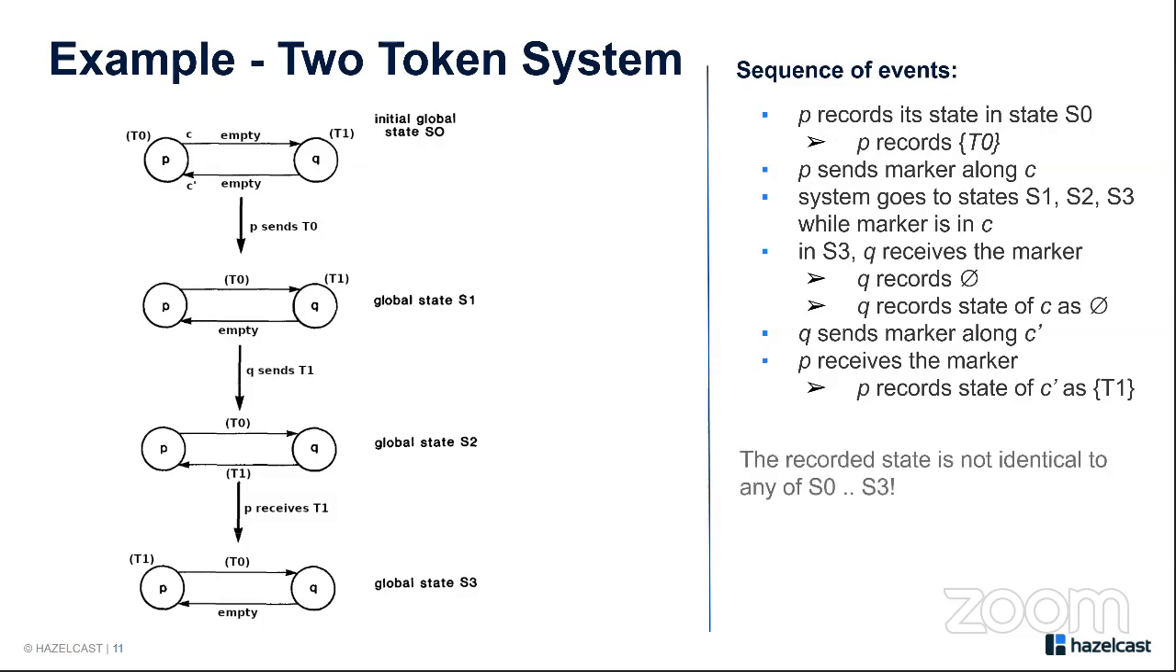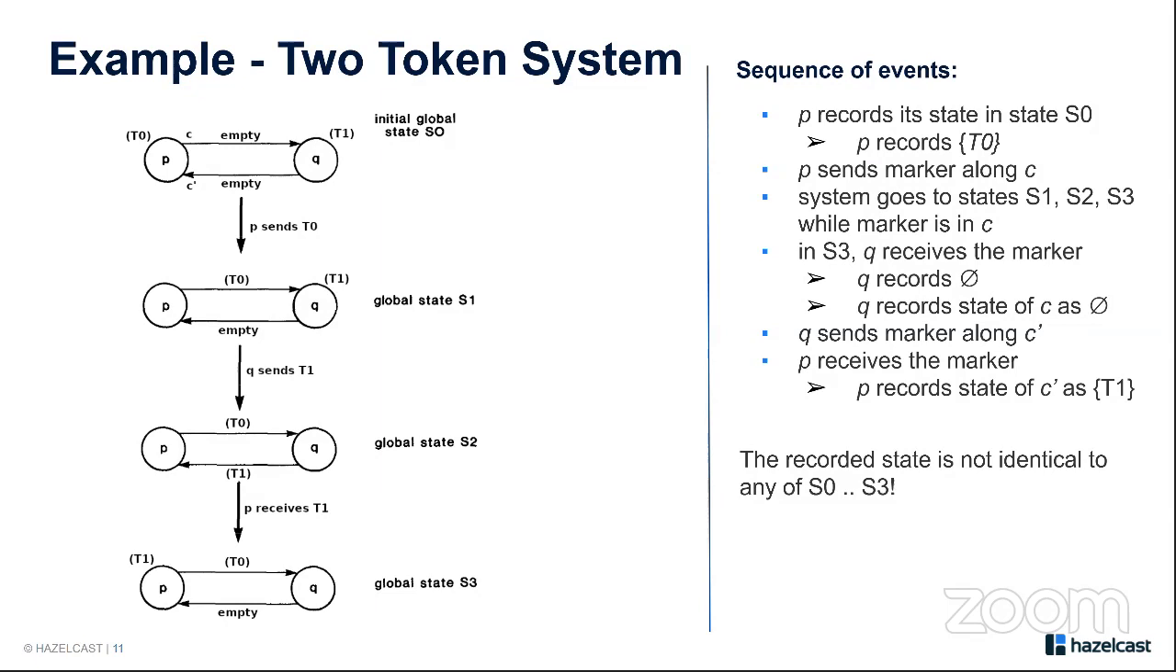And what we see now, the recorded state is marked with these tiny arrows. The global state, when we combine it, is T0 in P and T1 in C dash. But what we can note is that it's not any of the intermediate states that the system went through. How is it possible that we recorded a state that never actually existed in the system?